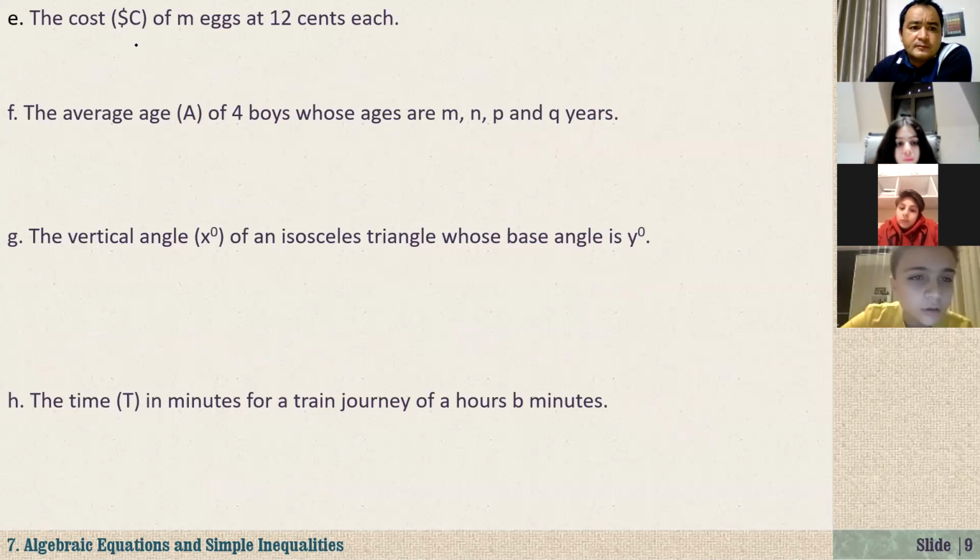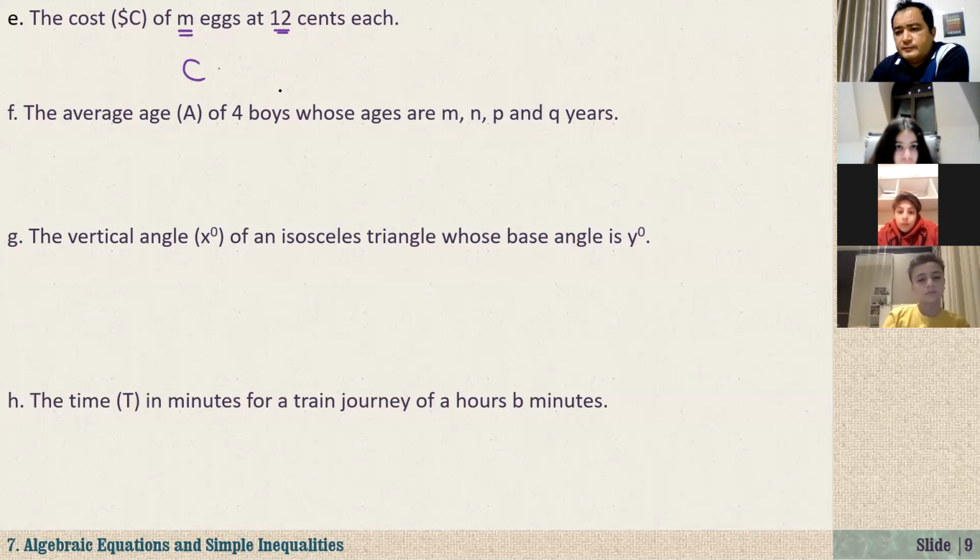The cost of M eggs at 12 cents each. So you are buying M eggs. Each egg is 12 cents. How much do you pay in dollars?